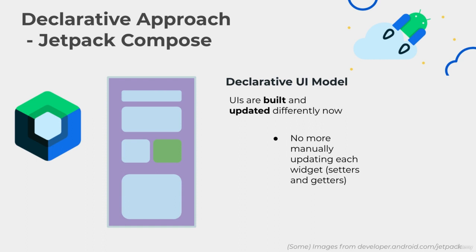So you remember the text view that's set, we no longer have to do that because we're declaring what we want to see and we're letting the data dictate whether that view needs to update or not. And also, most importantly, we no longer rely on XML to create user interfaces. Now everything is done in one way using one language, in this case Kotlin.